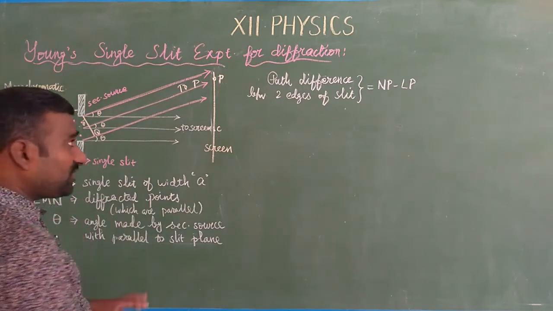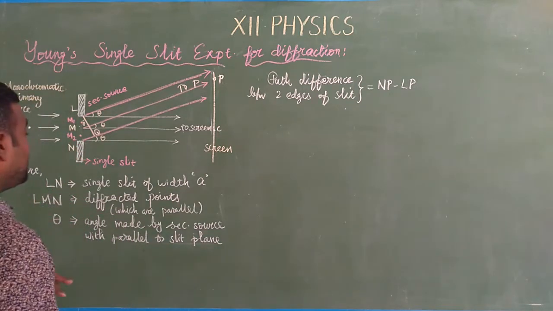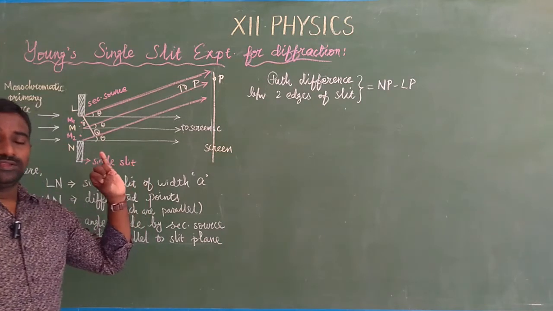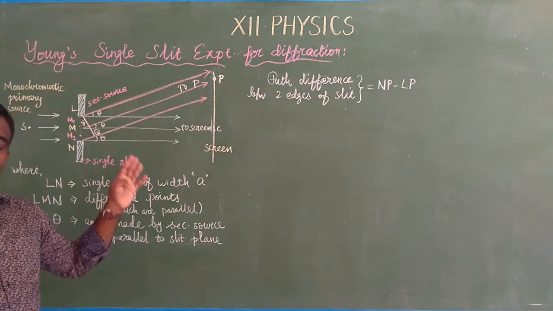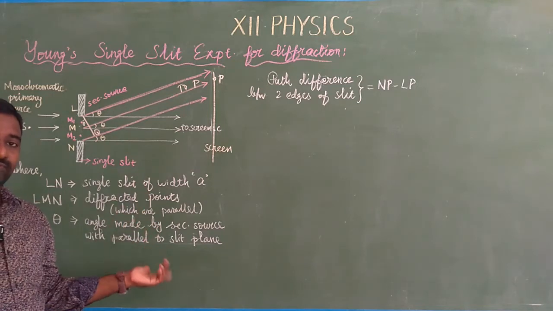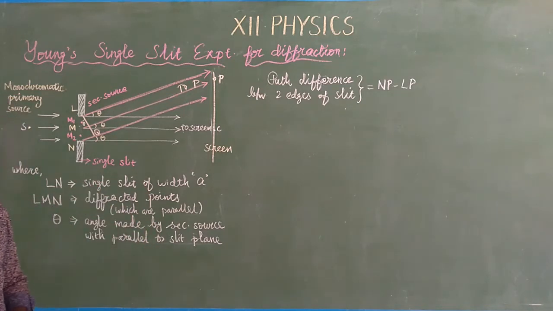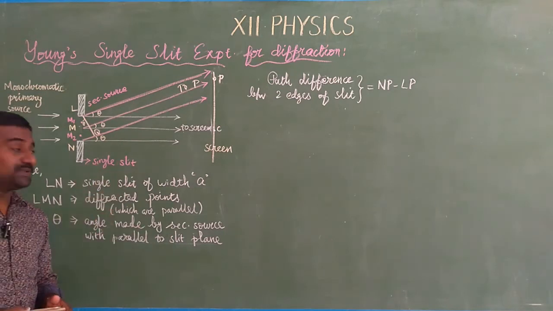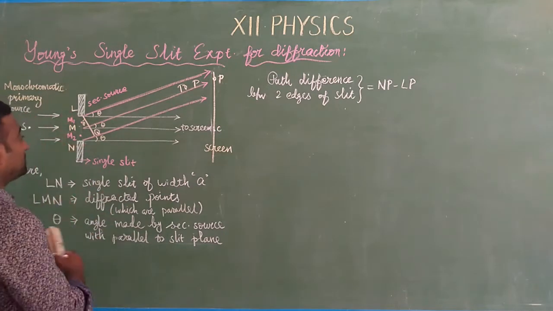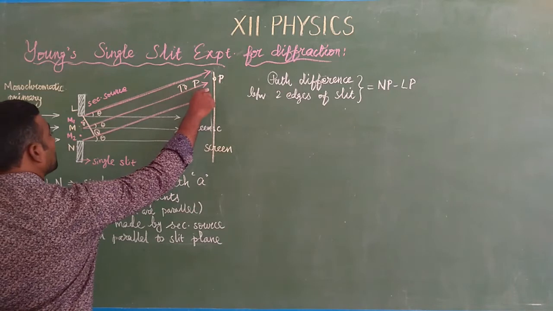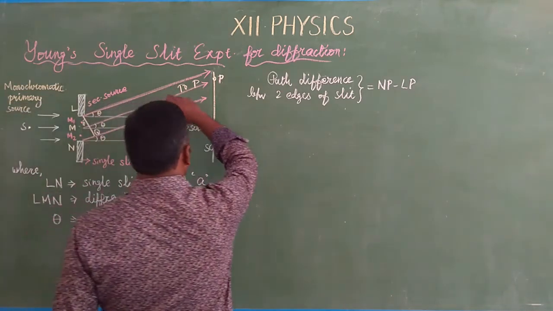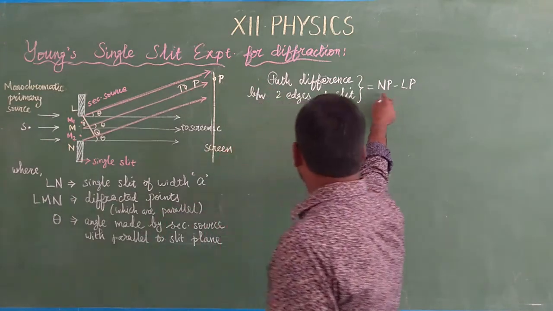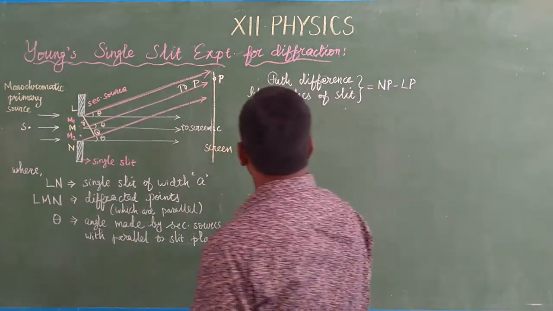Now we are going to determine a few things. First, the path difference, then the maximum intensity at the center, and the minimum. After that, the fringe width. So first we find the path difference. It's the same as in the double slit experiment. So the path difference is NP minus LP. The path difference between the two edges of the slit is denoted by NP minus LP.